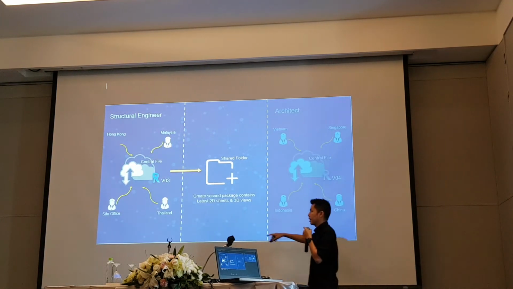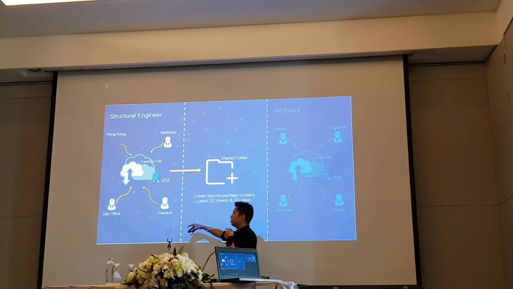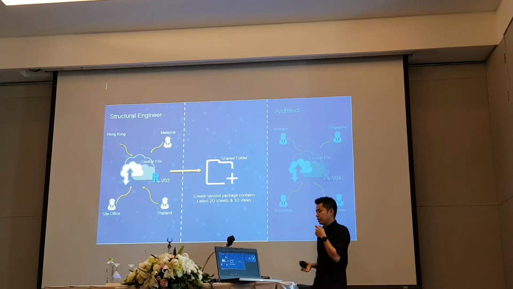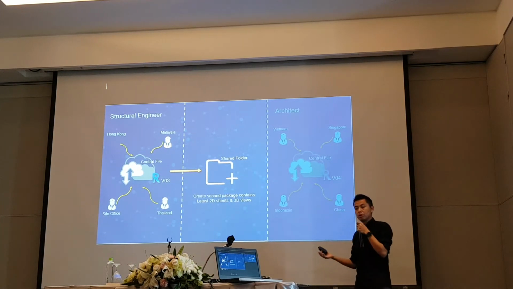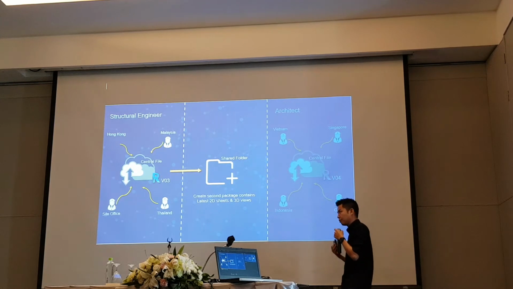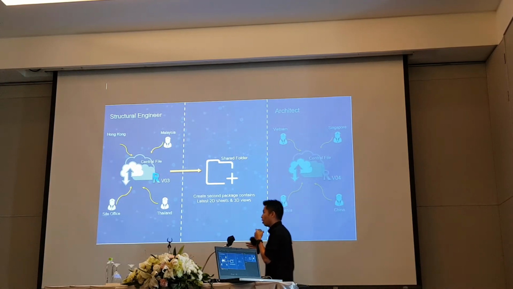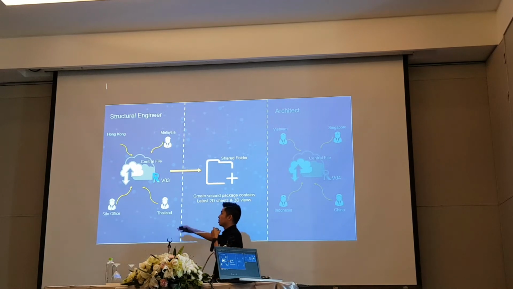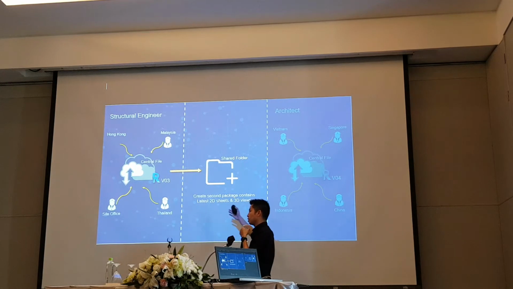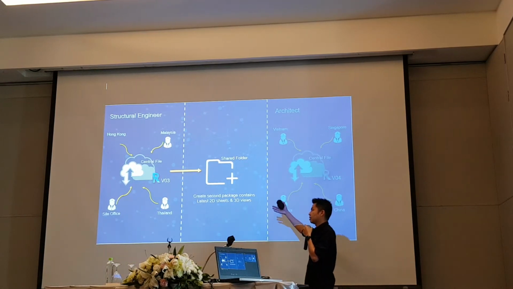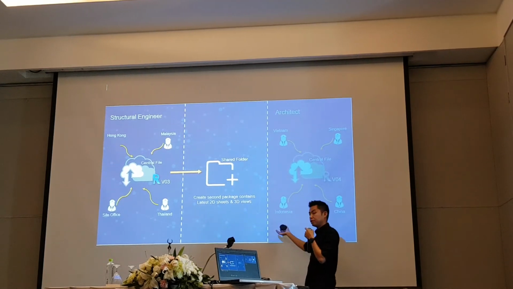Now, things will happen where the structural engineer is working on version 2, version 3, version 4, version 5, and so on. It may happen that the structural engineer says, hey, I'm not going to share my version 2 because it's incomplete. I haven't made the necessary modifications. On version 3, the structural engineer says, okay, I'm ready to publish it out. So again, they will create a second package that contains the latest 2D sheets and 3D views.